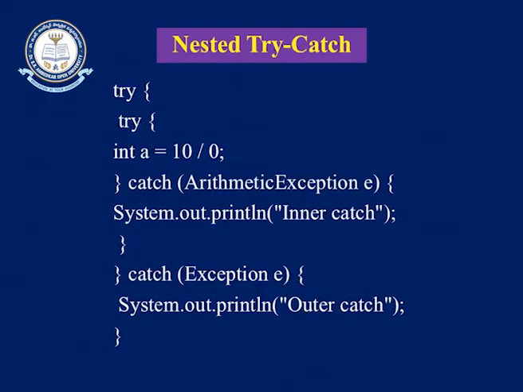Next is nested try-catch. What is meant by nested try? Nested means one try within another try is known as a nested try. Catch within catch is also a nested catch. You can mention two try blocks within one program and any number of catch blocks within one try block. So this is the example program. I mentioned the same as in the above program, but here I mentioned nested try and catch blocks.